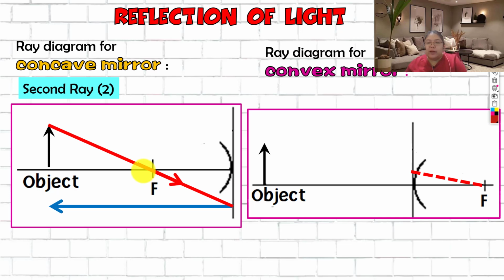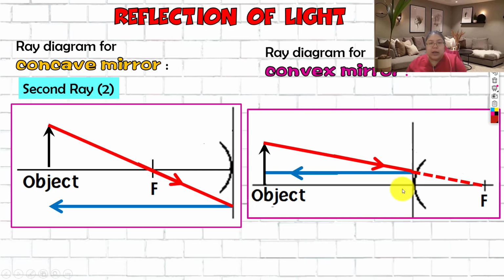Okay, for the convex mirror it's also the same. The first one, they go to the F first. In front of the mirror we use a full line, behind the mirror we use a dotted line. So they go to find the F. After that, they will be parallel. Parallel from where, must be here, refracted. Cannot say the F refracted, we cannot see the F. It must be refracted from the mirror, so they're refracted out. So this one we call the second ray.